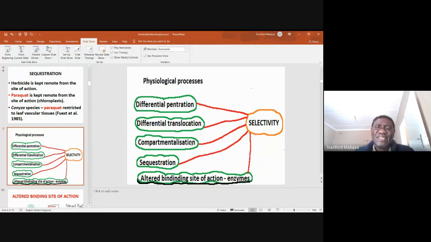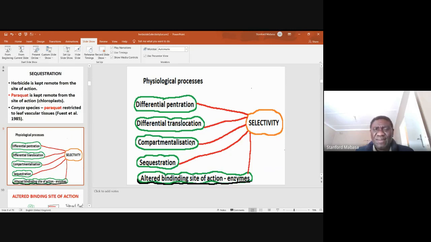Then we have sequestration, which is also restriction of herbicides. In some, it may enter the system, but it will be restricted to some regions, like the post-emergence application of paraquat to conyza. The paraquat may not reach the chloroplast, which is the site of action. Therefore, selectivity is achieved in that way.